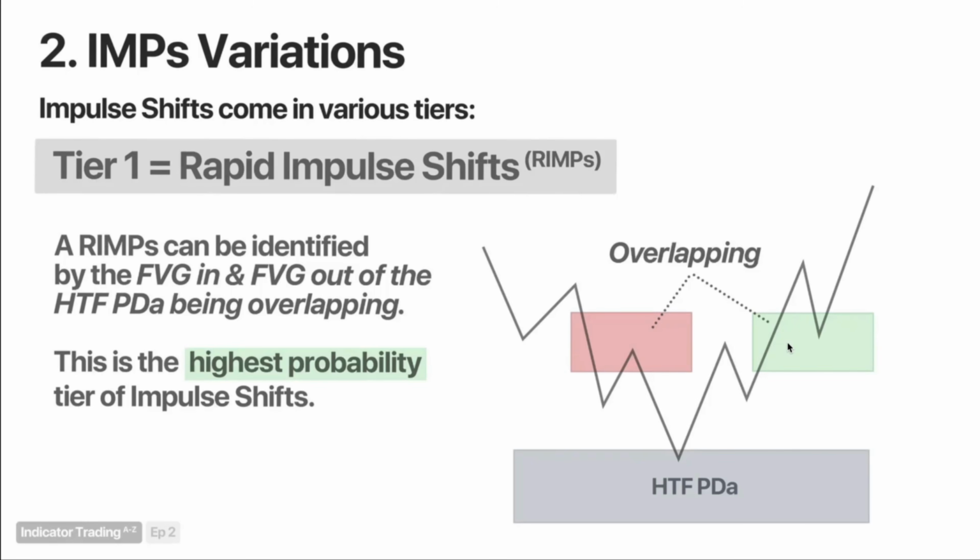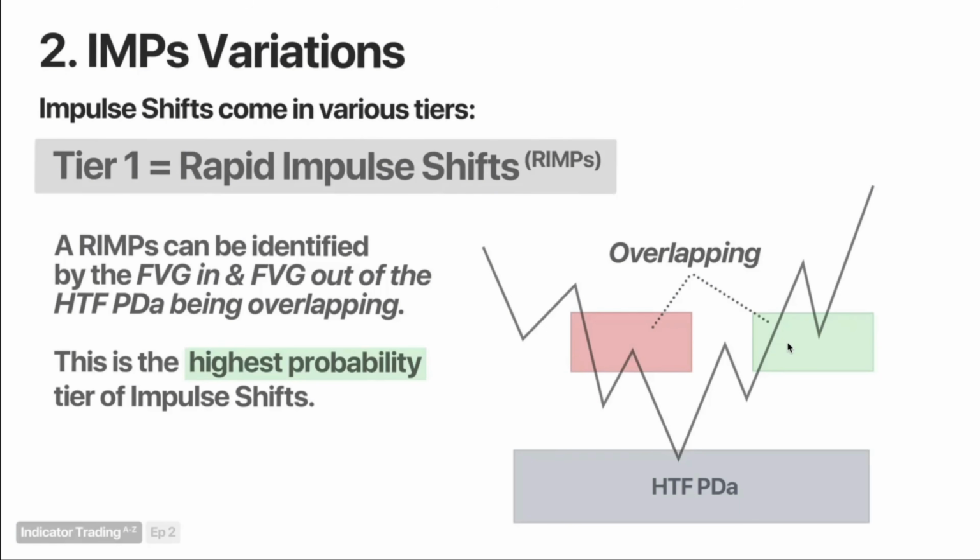So now let's take a look at some impulse variations, as they do come in various tiers. So tier 1, rapid impulse shifts. A rapid impulse shift can be identified by the fair value gap in and fair value gap out of the higher time frame PD array overlapping. And this is the highest probability tier of impulse shifts.